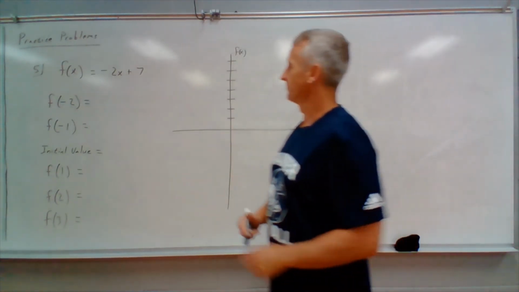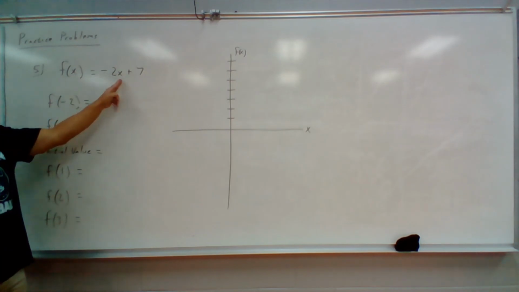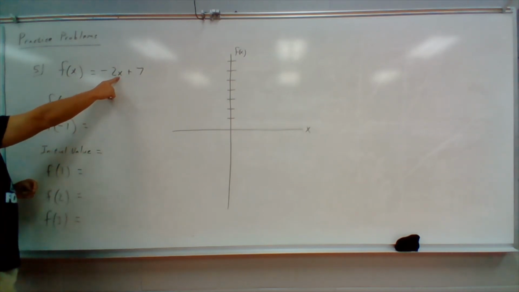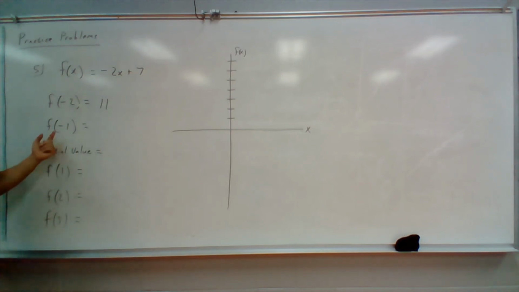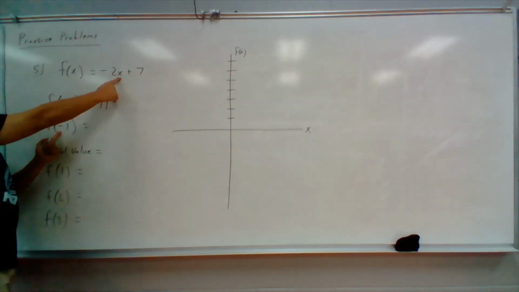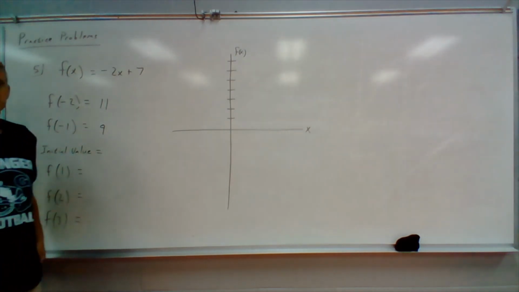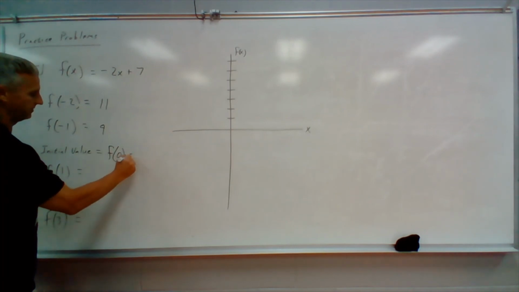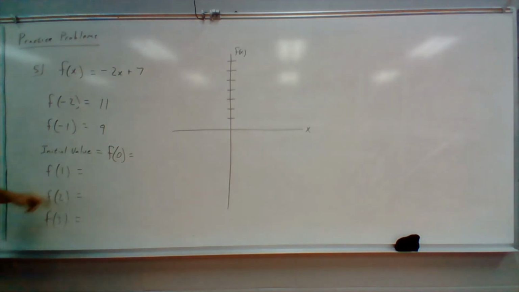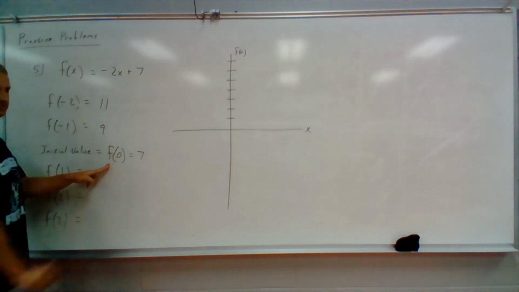All right, so f of -2, that means plug -2 in for the x. So if I put a -2 here, -2 times -2 is 4, 4 plus 7 is 11. F of -1, I'm going to plug in a -1. -2 times -1 is 2, 2 plus 7 is 9. Initial value, remember the initial value is just f of 0. It's the y-intercept. So if I plug 0 in for that, I get 7.